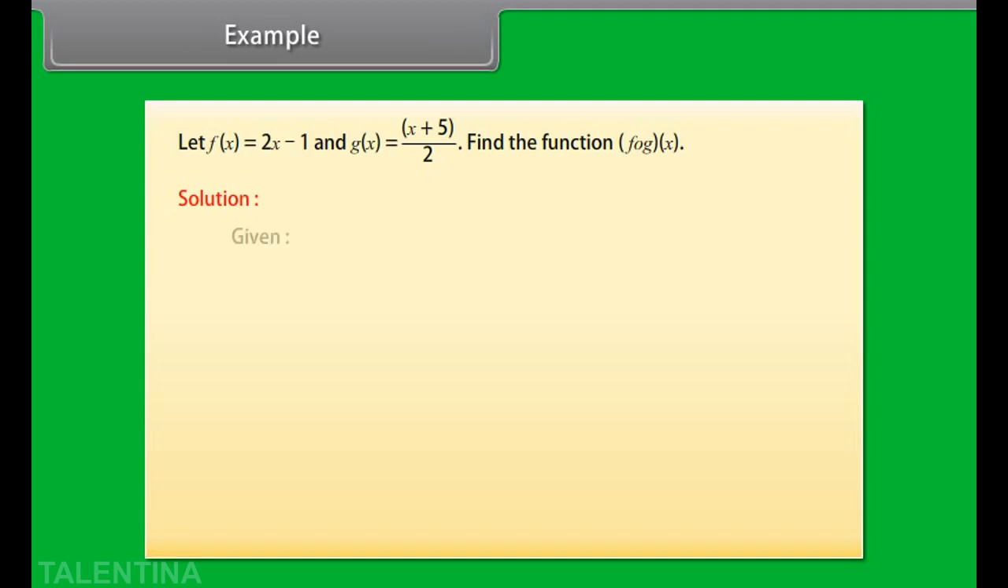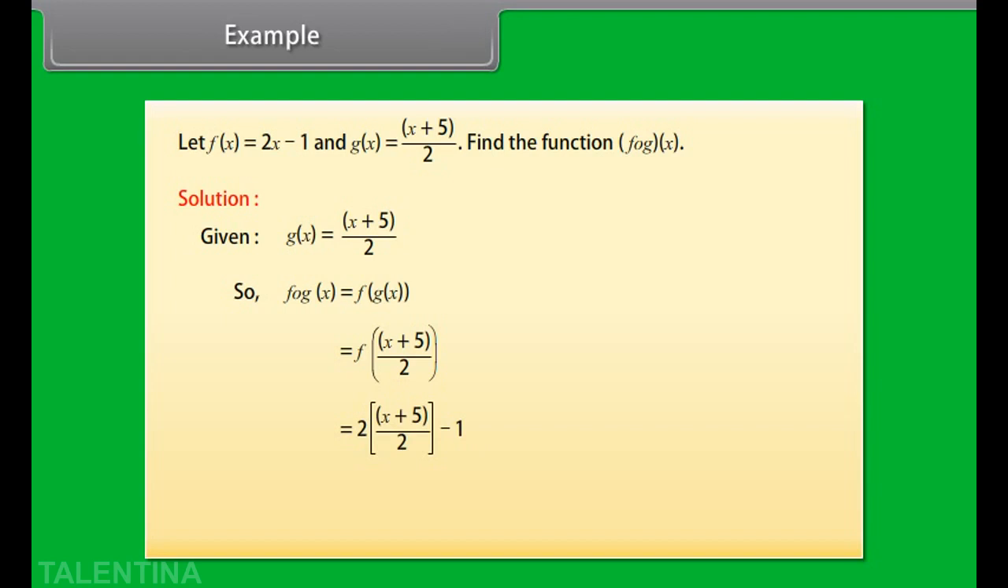Solution. Given g of x is equal to (x plus 5) by 2. So, f of g of x is equal to f of (x plus 5) by 2, is equal to 2 into (x plus 5) by 2 minus 1, is equal to x plus 5 minus 1, is equal to x plus 4.